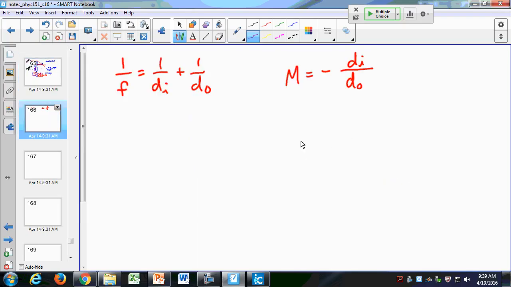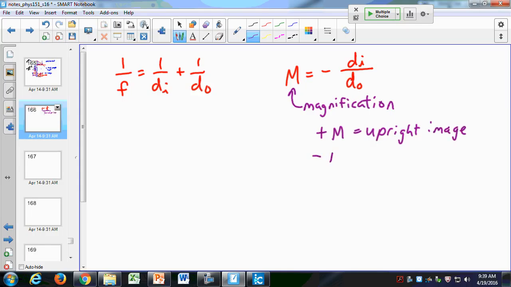This other thing that we have, this is the magnification. The magnification describes how the image is relative to the object. If I have a positive magnification, that means it's upright. If I have a negative magnification, that means it's an inverted image. If I have a magnification that's bigger than 1, looking at the absolute value, positive or negative, is it negative 2 or positive 3 or whatever, if my magnification is bigger than 1, that means the image is bigger than the object.